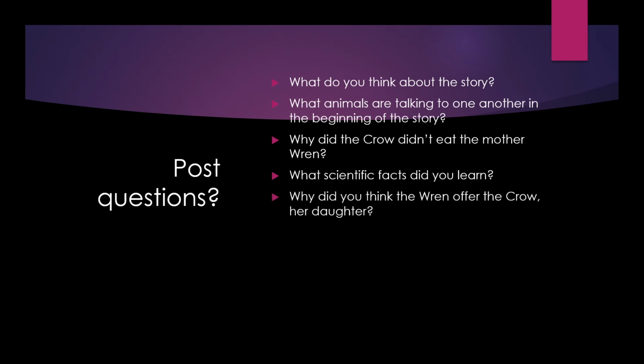And another question I have is, why do you think the wren offered the crow her daughter? Do you think the wren was being smart or being selfish? You know that she gave the crow her daughter. So why do you think the wren offered the crow?